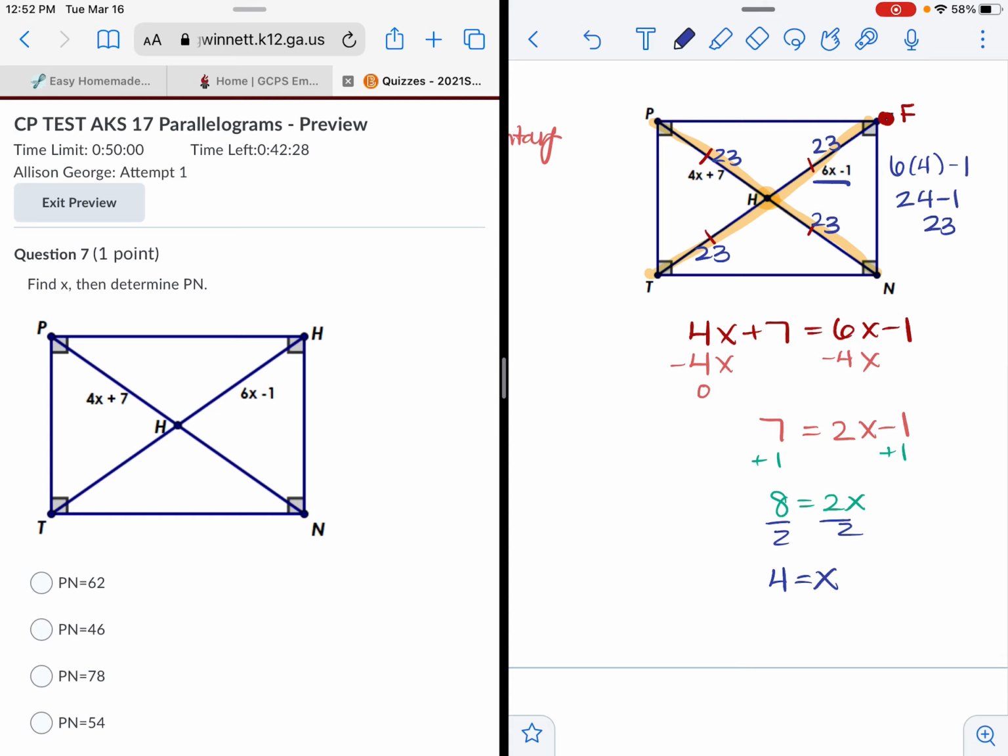Now what we want to find is PN. So PN is the length of the whole diagonal. Well, I just have to add the pieces, 23 plus 23, and I see that it's equal to 46.